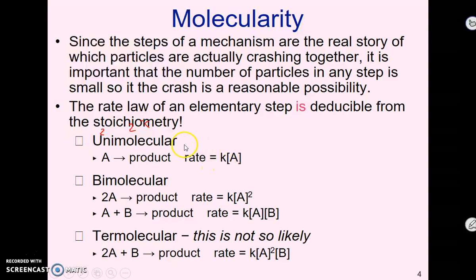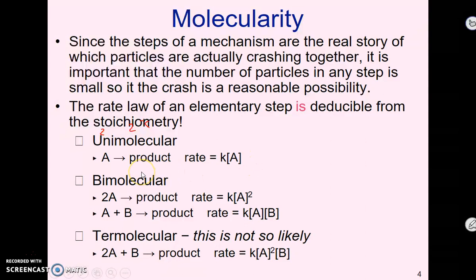So just to summarize what I said, since I got interrupted by a phone call: if you have an elementary step that is unimolecular, meaning that the reactant just rearranges, the rate is equal to k times the concentration of that reactant.